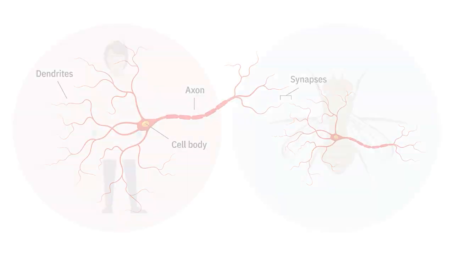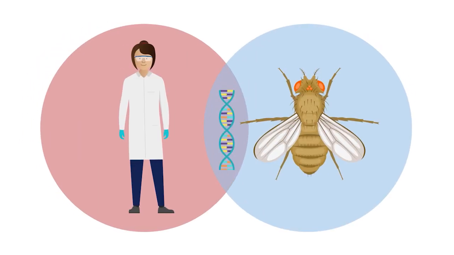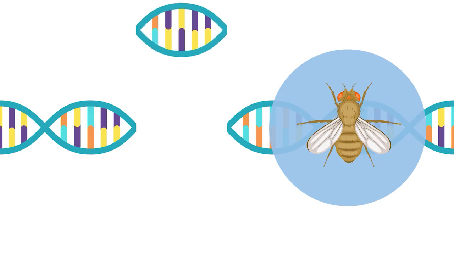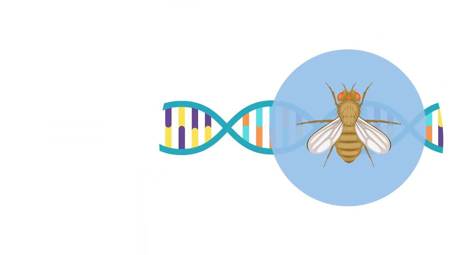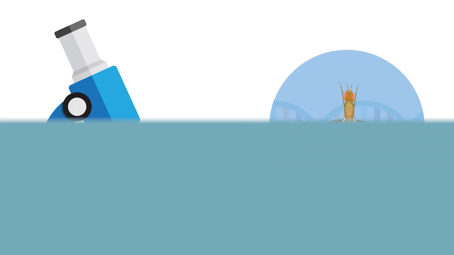to each other. Fruit flies and humans have a lot in common at the level of cells and genes. It's much easier to change fly genes and then look at the fly neurons than to change human genes and then look at the human neurons.